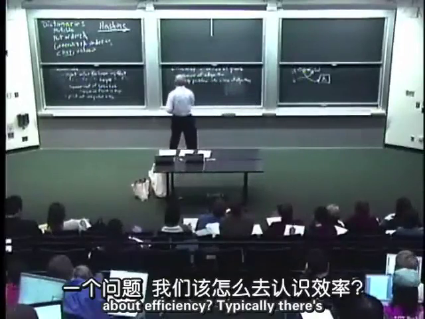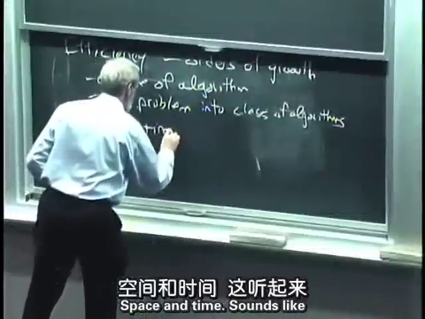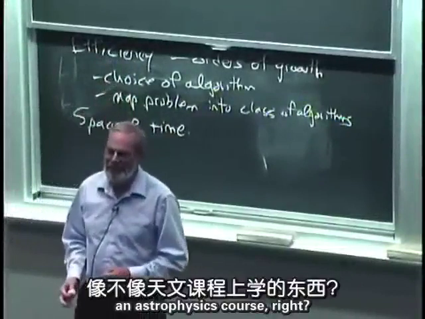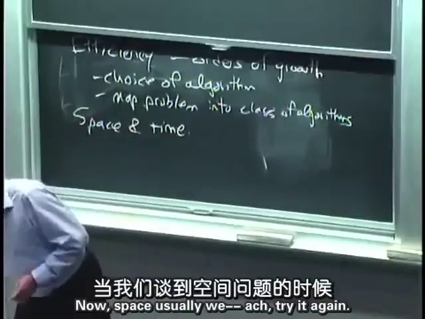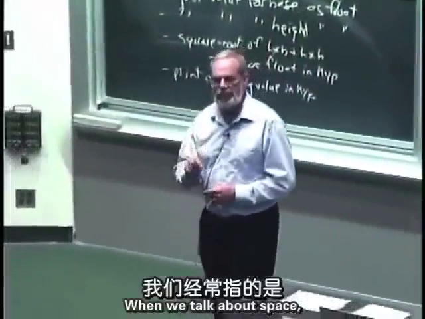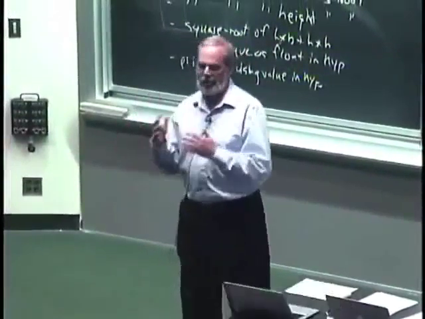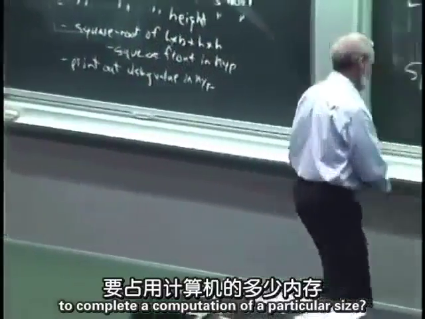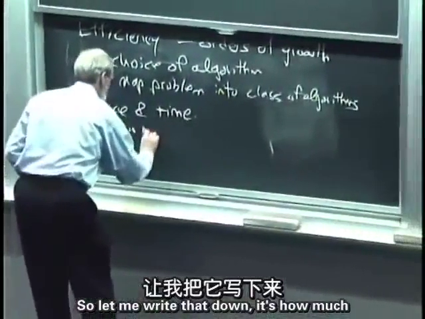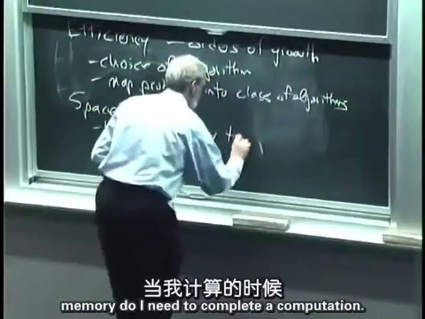And typically, there's 2 things we want to measure: space and time. Sounds like an astrophysics course, right? When we talk about space, what we usually refer to is how much computer memory does it take to complete a computation of a particular size. Right? So, in fact, let me write that down. It's how much memory do I need to complete a computation?